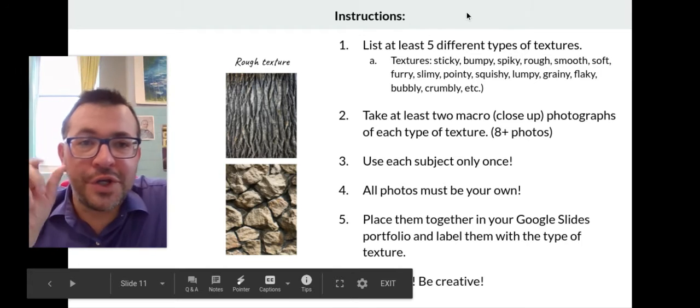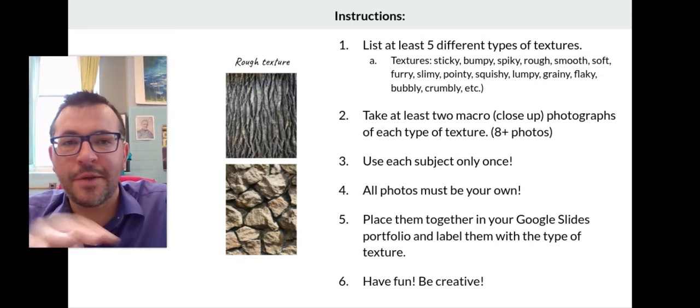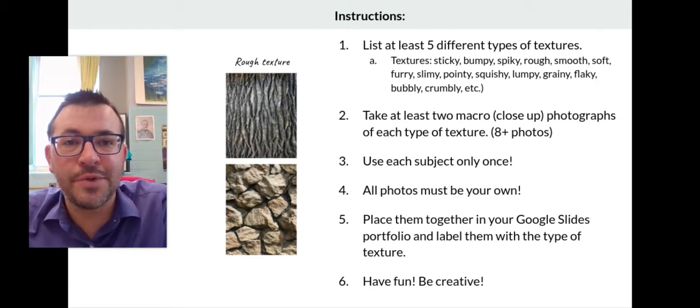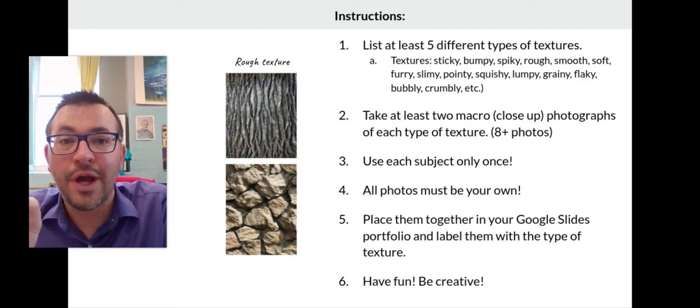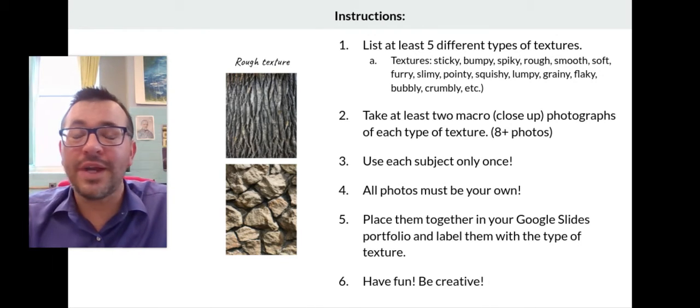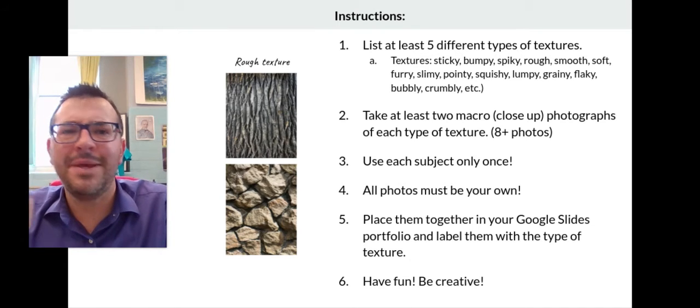So here's what you're going to do. Think about 5 different types of textures. I've listed a bunch more right here on the screen. Sticky, bumpy, spiky, rough, smooth, soft, furry, slimy, pointy, squishy, lumpy, grainy, flaky, bubbly, crumbly, etc. You can use some of mine if you like. You can pick 5 of mine, or you can make up some of your own that you think are different or more fun. Be my guest.